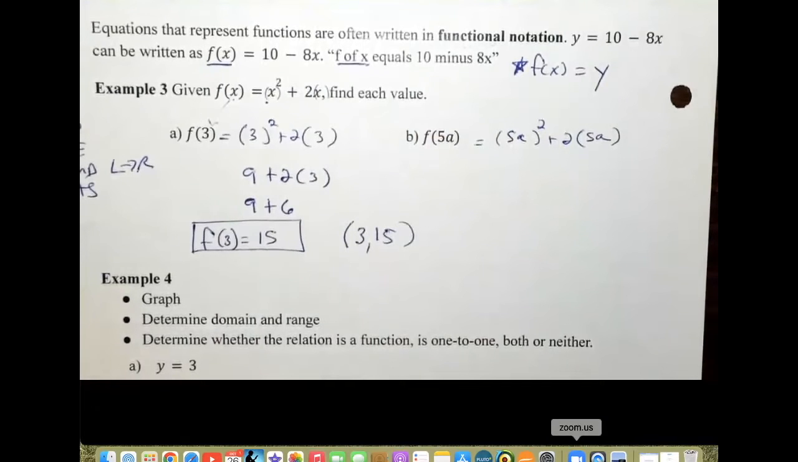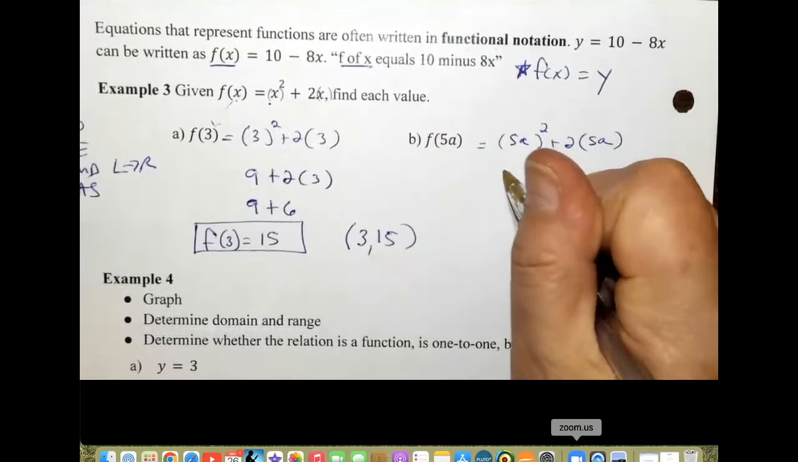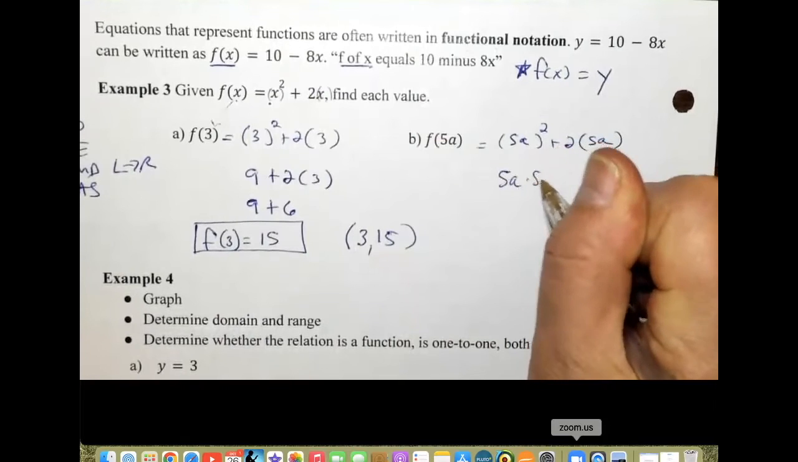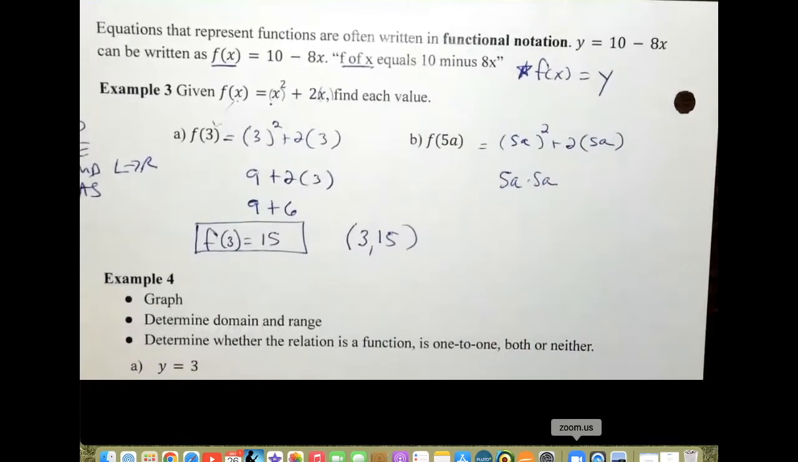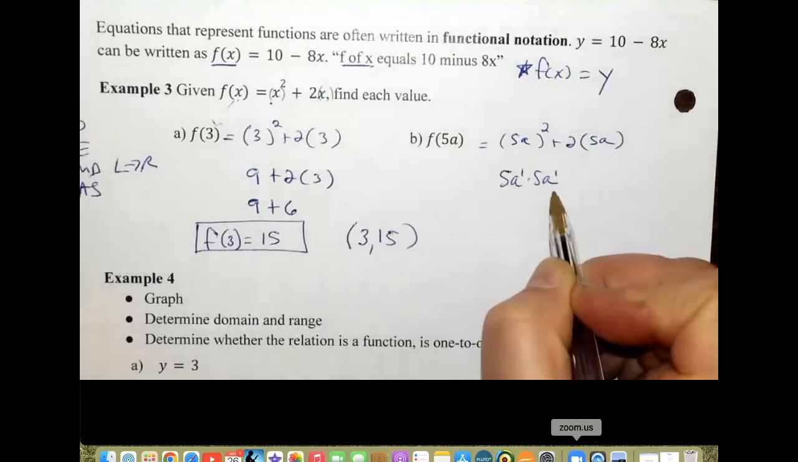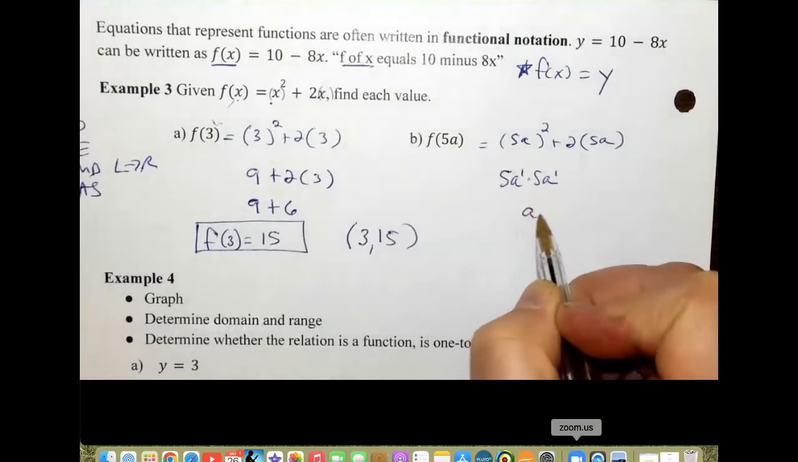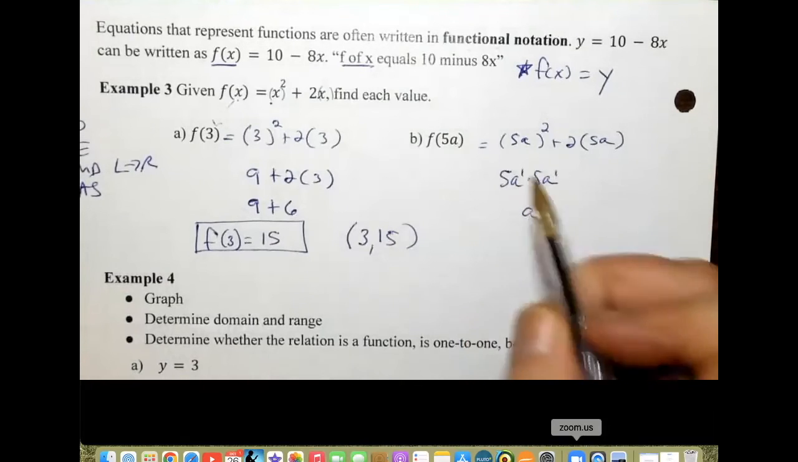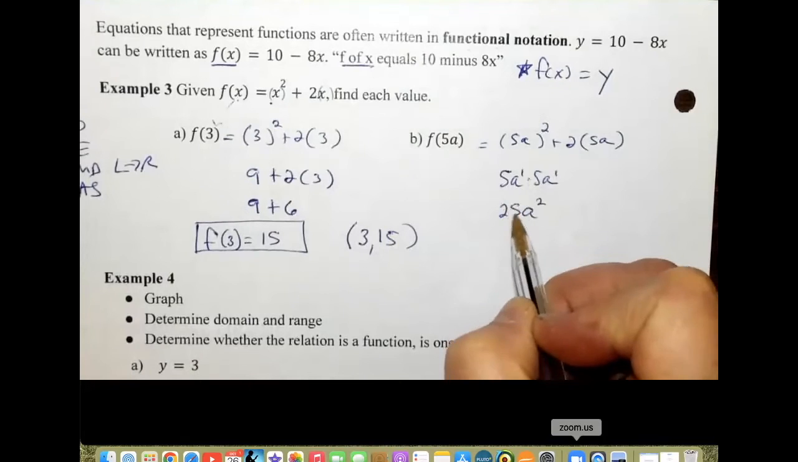Question is, what is 5a squared? Think about it for a second. What is 5a squared? Almost. I hear 25a. Remember that 5a squared means 5a times 5a. What's a times a? You're going to add your exponents. A squared. A times a is a to the second power. And then you are right about 5 times 5 for that part.